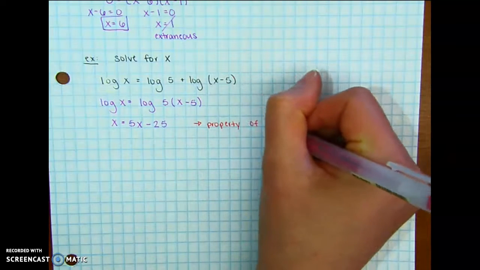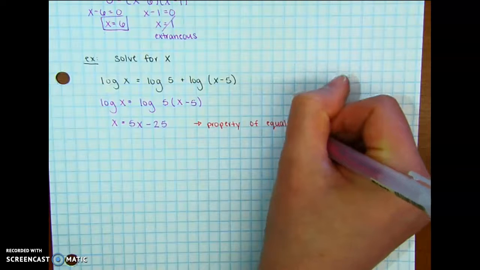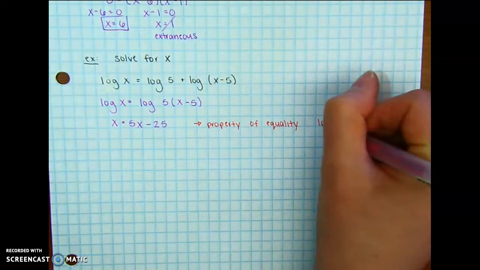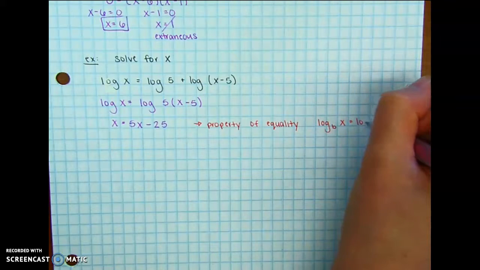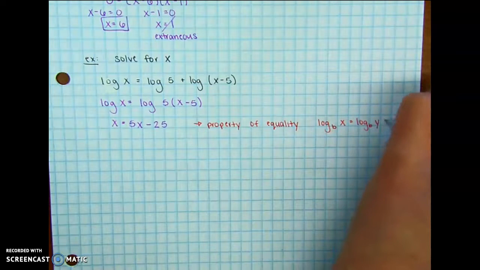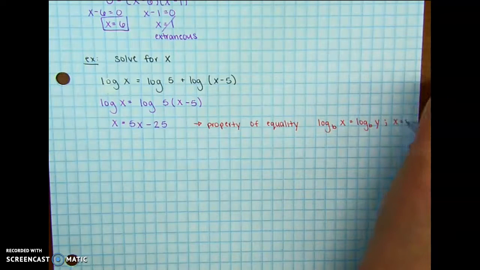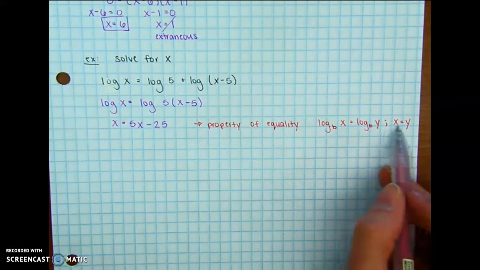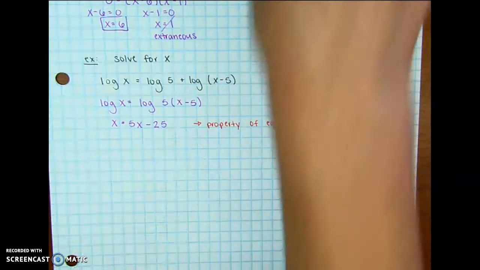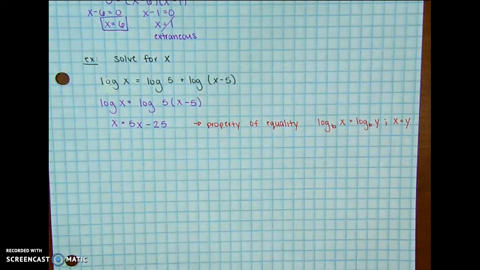So what we did here is we used the property of equality for logs, which states if you have log base b of x equaling log base b of y, then we know that x equals y, right? So if they have the same bases, they're equal, then we can assume that these 2 things are equivalent as well. And that makes this problem a lot easier.